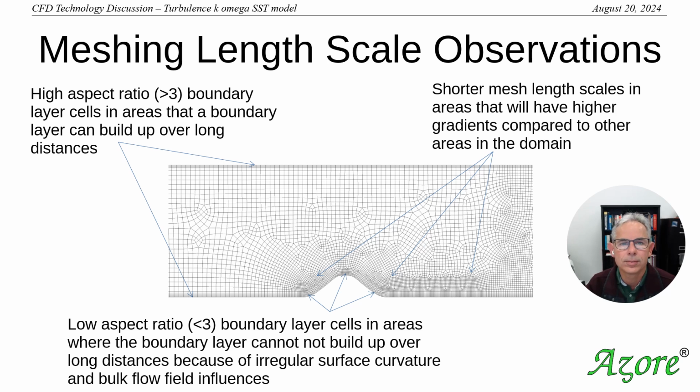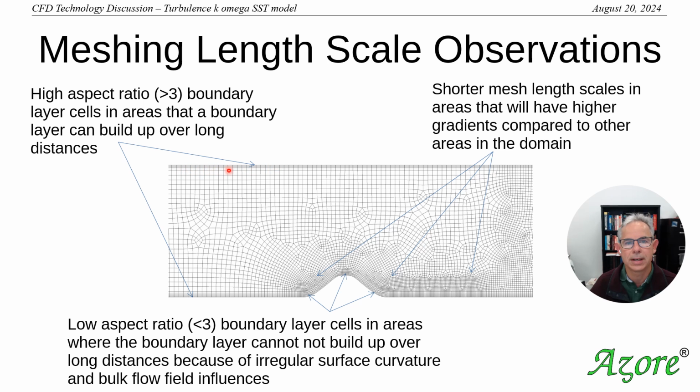Before we dive into looking at the results, let's take a few minutes and look at the mesh topologies that were selected here. On the left-hand side, you can see right here, we have boundary layer cells, as they are often called, and we have high aspect ratio cells. Those are appropriate in this area because the flow is mostly two-dimensional or one-dimensional right here.